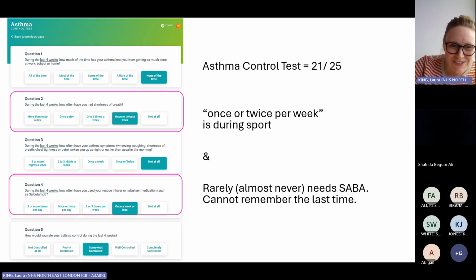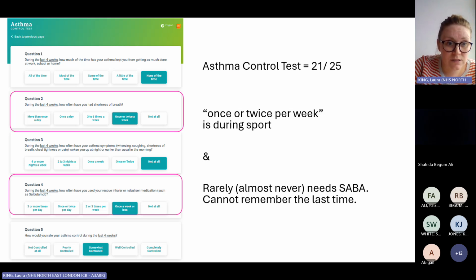She was quite conscientious and said, "Oh gosh, I'm going to choose once or twice per week," because she was occasionally what she called short of breath, but actually sounded more like she was cardiovascularly working really hard and a bit puffed out during sport. Not really having symptoms at all. And then she'd not gone for "not at all" with the question about salbutamol. She'd gone for the one before because she couldn't remember. And I don't know about you, but if a patient can't remember when they last used their salbutamol, that's always a good sign to me. It means they're rarely, if not ever, using it.